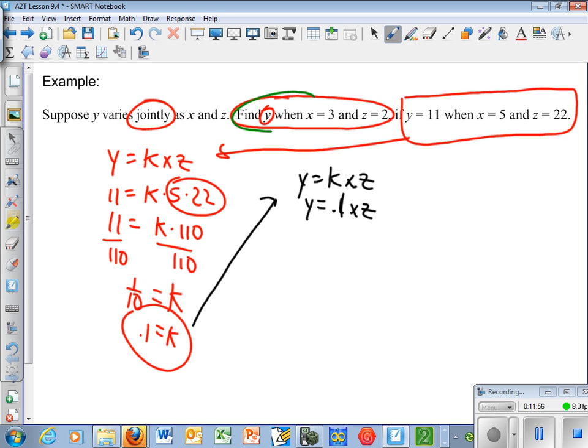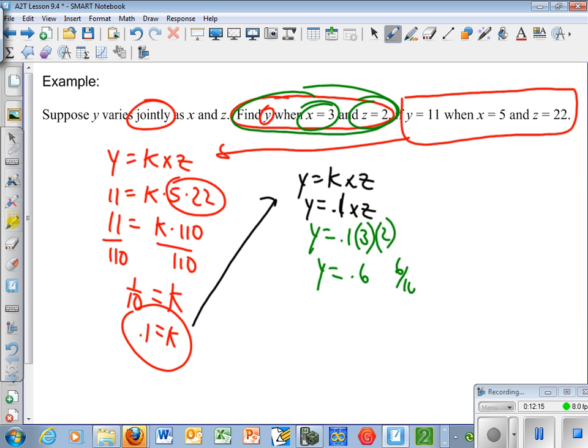And now I want to use this information. I'm trying to find y when x is 3 and z is 2. So it's 0.1 times x, which is 3, times z, which is 2. So 0.1 times 3 times 2, which is 0.6, or 6/10, which if you wanted to list it as a fraction would be 3/5. So either 3/5 or 0.6 in decimal form.